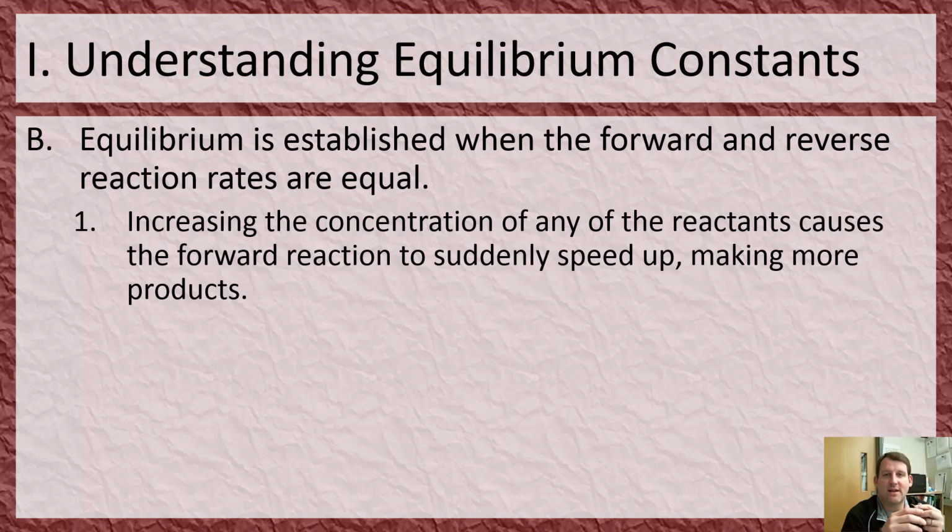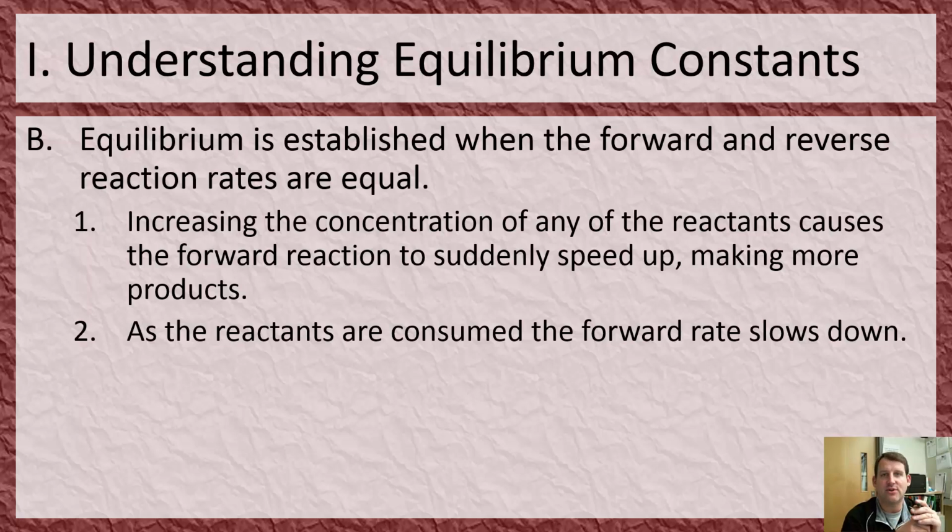Now you increase the concentration of any of the reactants, and when it's at equilibrium, the speed of the forward reaction will suddenly increase. So you'll start making more and more product. Now as you do that, you consume the reactants. So the concentration of the reactant starts coming down and your forward rate starts slowing down.